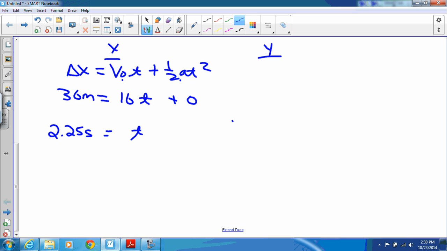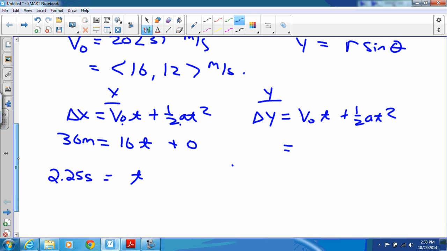So for that, we go back to the y here. And what we're interested in is how high it is, and that's delta y. And so I'm going to use the velocity in the y direction, which is 12. And I'm going to use the time that we found here because we are looking for the height right at that time, right at that location.